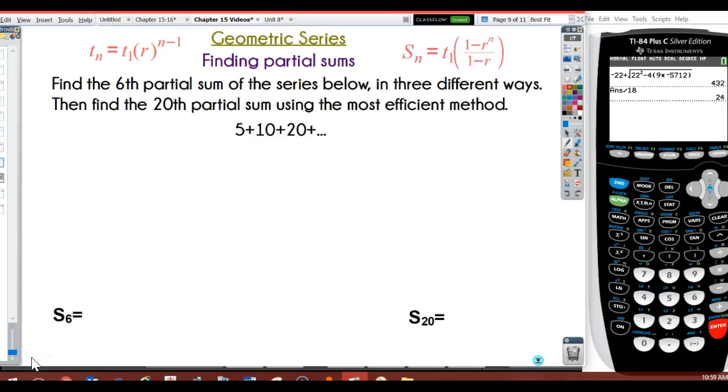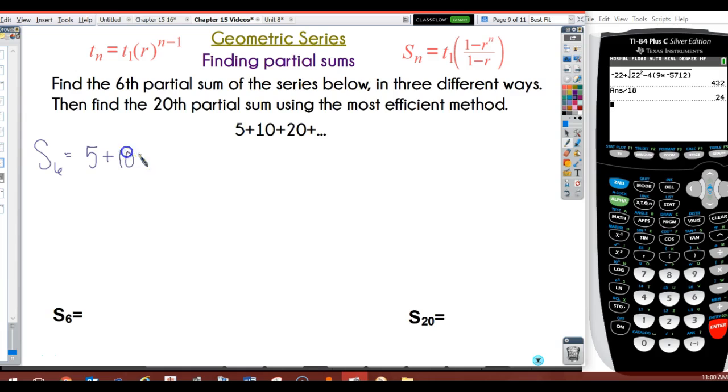In this example, we are going to find partial sums of geometric series. And so right away we can see that this is a geometric series because to go from 5 to 10 we'd multiply by 2, 10 to 20 we'd also multiply by 2. So we're going to do the sixth partial sum in 3 different ways just to kind of outline how we've done this in class. The first way that we learned is basically just writing out the list of all 6 terms and adding them together.